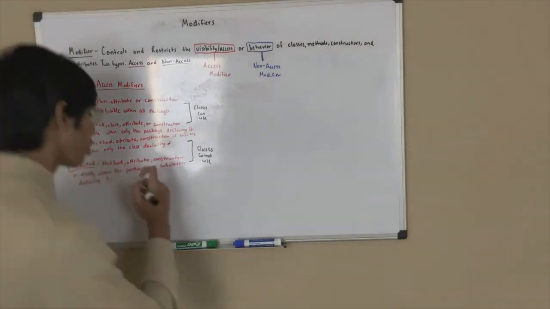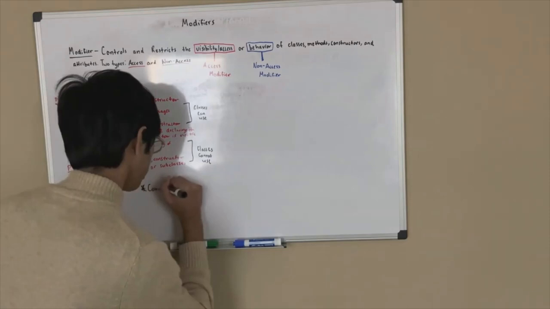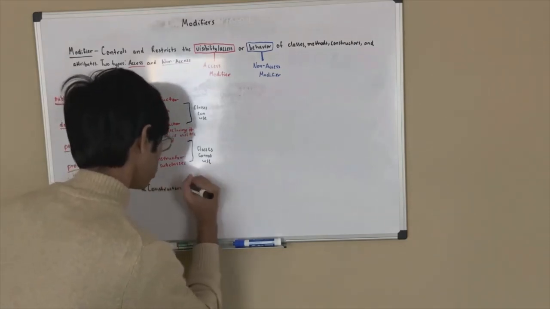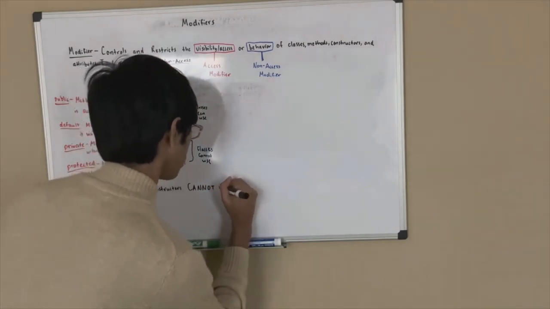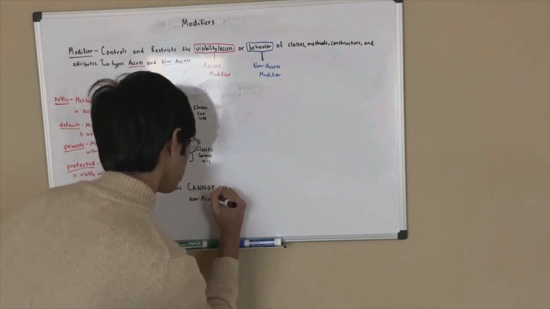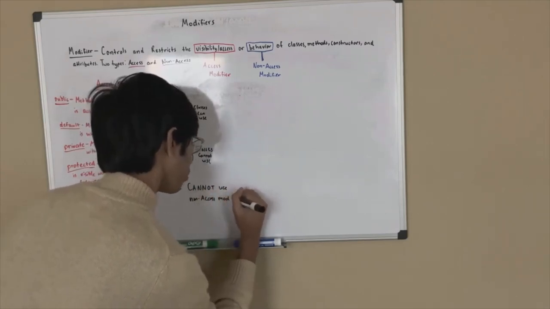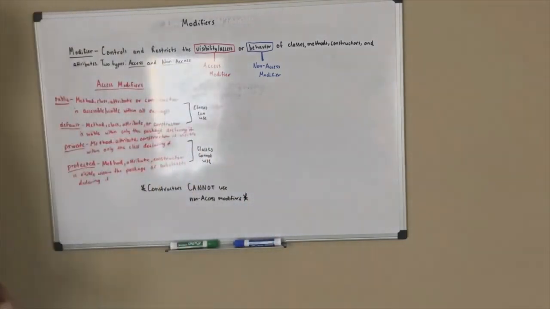And then another point I want to write down before we move on: constructors cannot use non-access modifiers. So non-access modifiers are really just limited to classes, attributes, and methods.